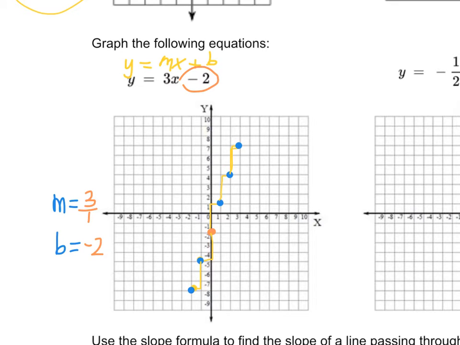Go ahead and connect all your points with a straight line. And then just double check everything. Did we begin at -2? Yep. And is our slope +3/1? It sure is. Okay, let's try the next one.